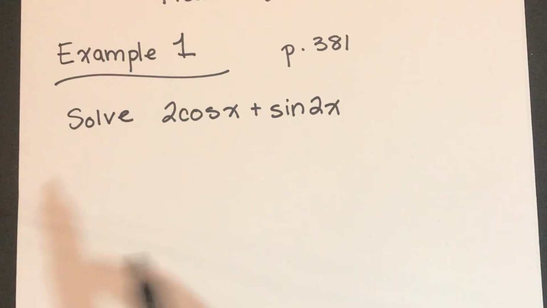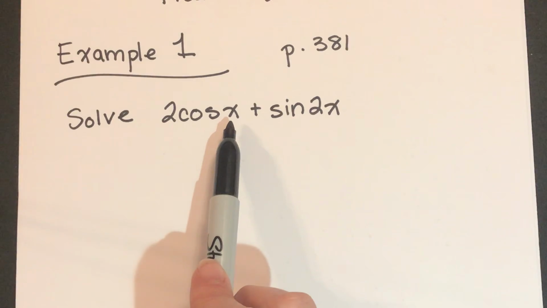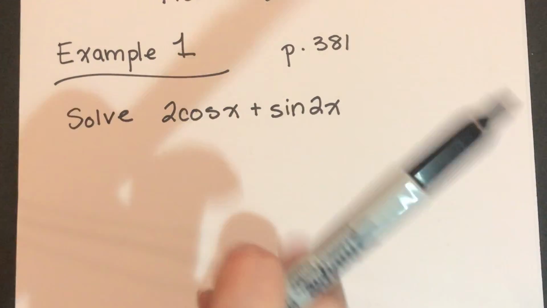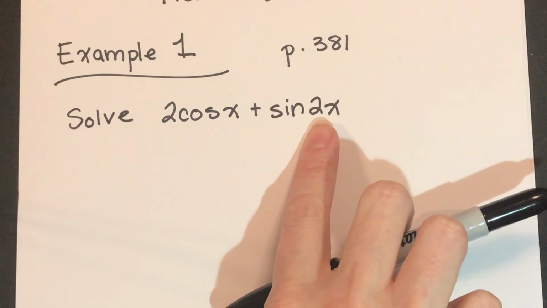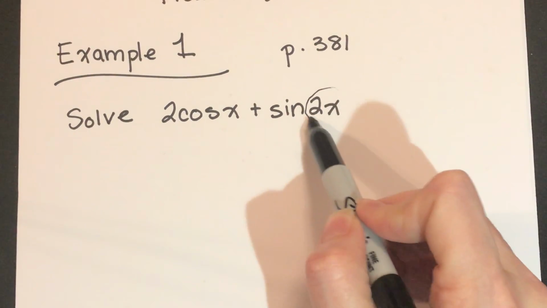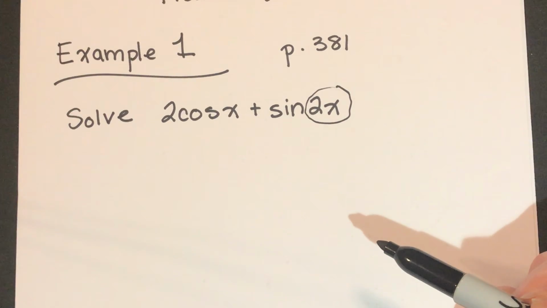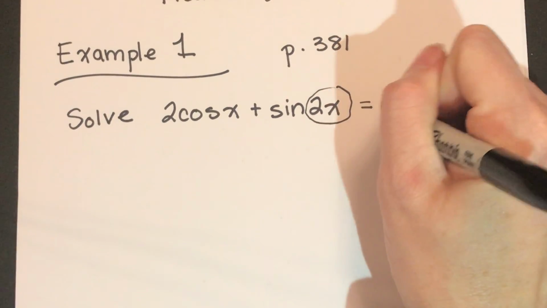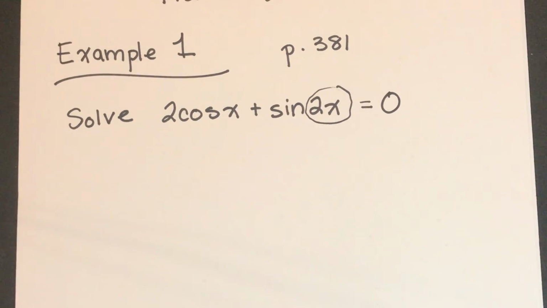So notice the difference here. This is 2 cosine x. This isn't a double angle. This is just 2 times the cosine of x. This is the double angle, when this part right here is doubled. Oh, I'm sorry, I didn't finish. Equals 0. There we go.